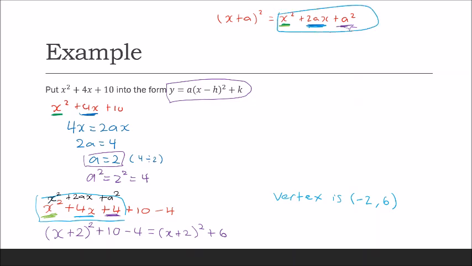Okay, blue square or blue rectangle, and this blue rectangle, same thing, which is why we've gone from x squared plus 4x plus 4 to our (x plus 2) squared. So that's our first example.